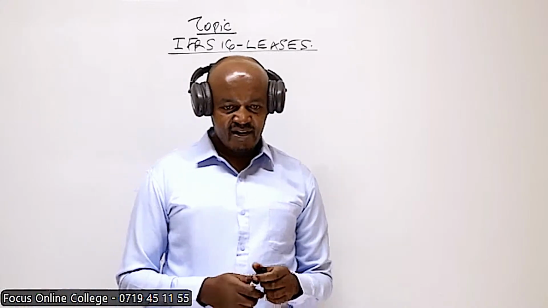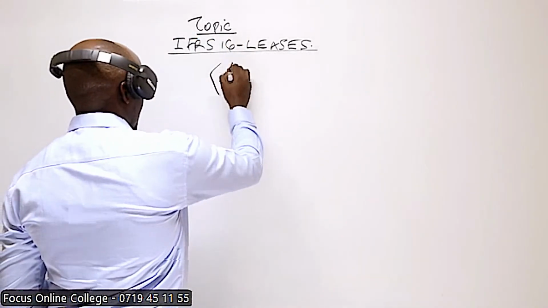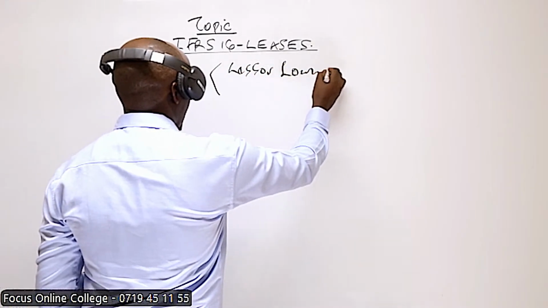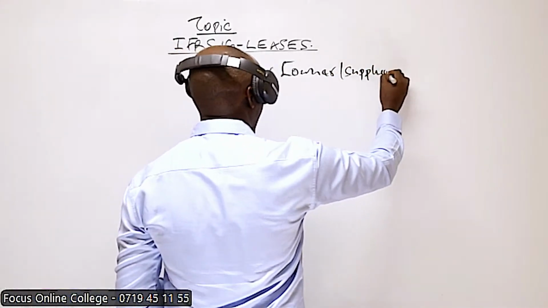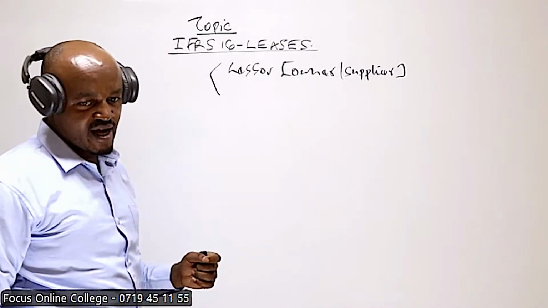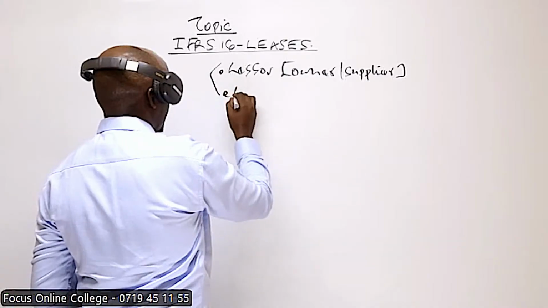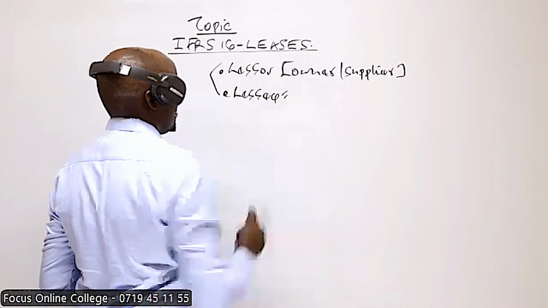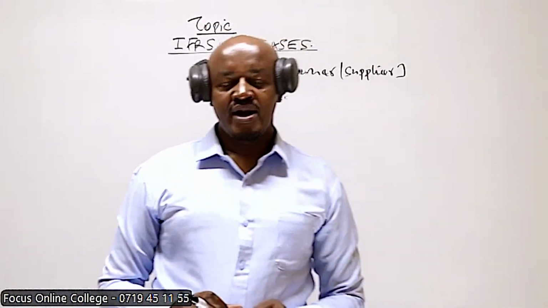In this case, we say leases should be accounted for by the two parties in accordance with IFRS 16. These two parties in a lease, that is the lessor, who is the owner of the asset, or the supplier of the asset, should account for the lease in accordance with IFRS 16, and also the other party, the lessee, should also account for this lease in accordance with what? In accordance with IFRS 16.